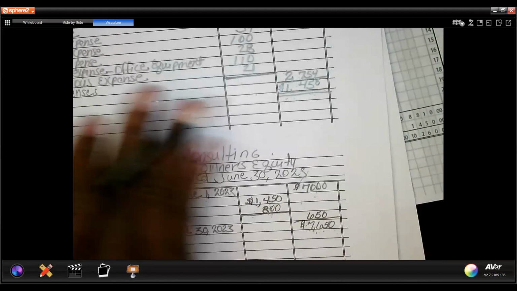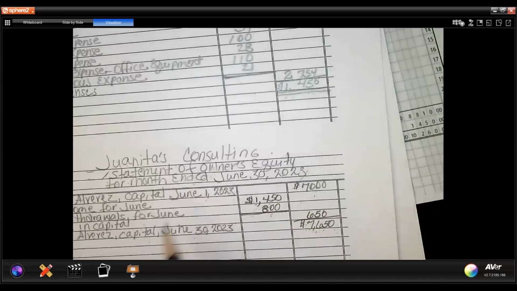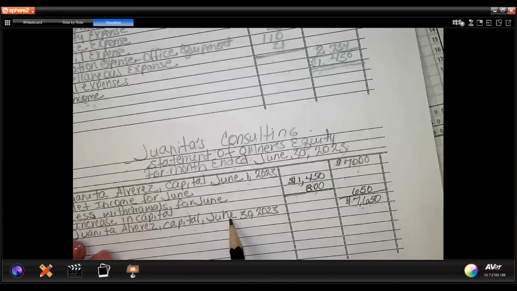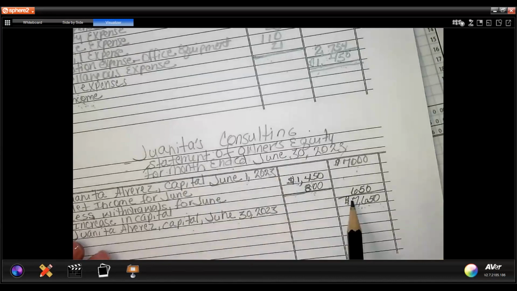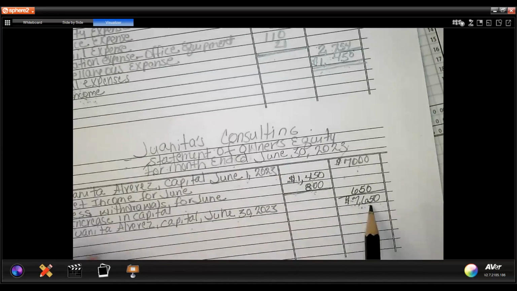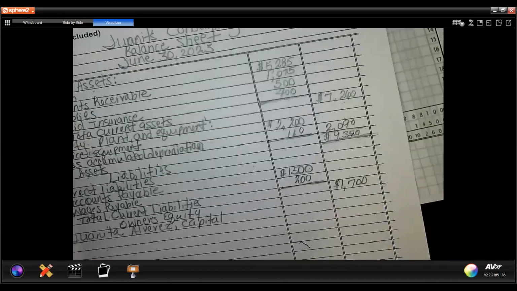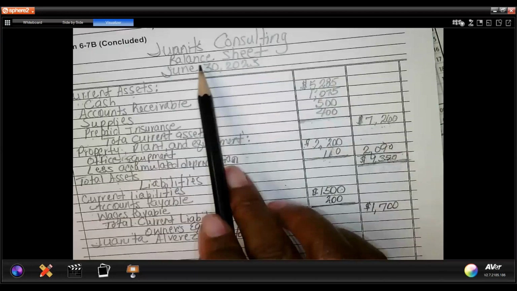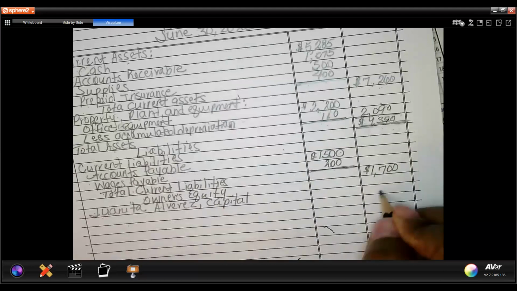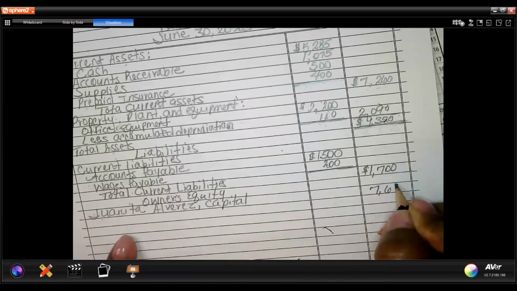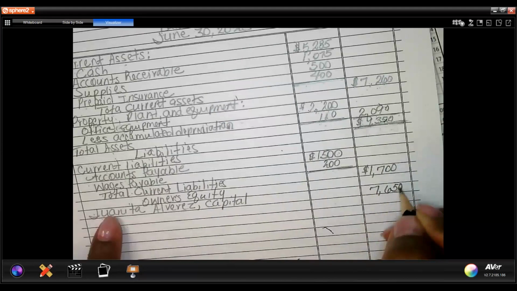We need her actual capital at the end of June. Again, we're going to pull this information from her statement of owner's equity. Her capital account has $7,650 in it. So that's what we are going to use here in order to complete our balance sheet. So we're going to record this over on the right side for capital. Again, that amount was $7,650. We pulled that from the statement of owner's equity.